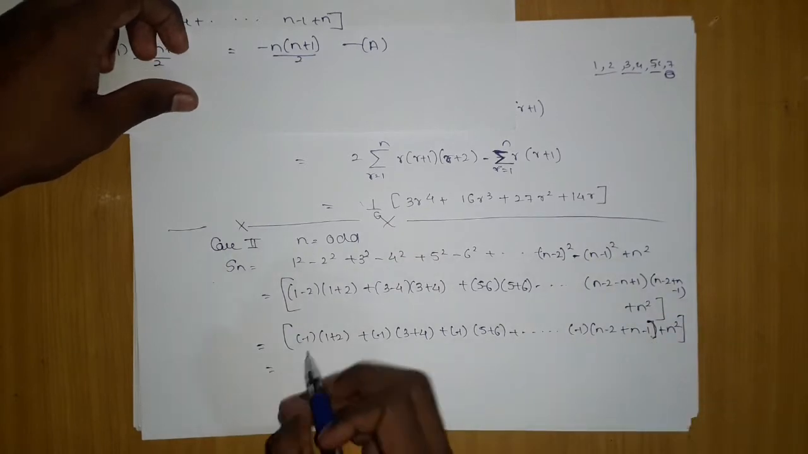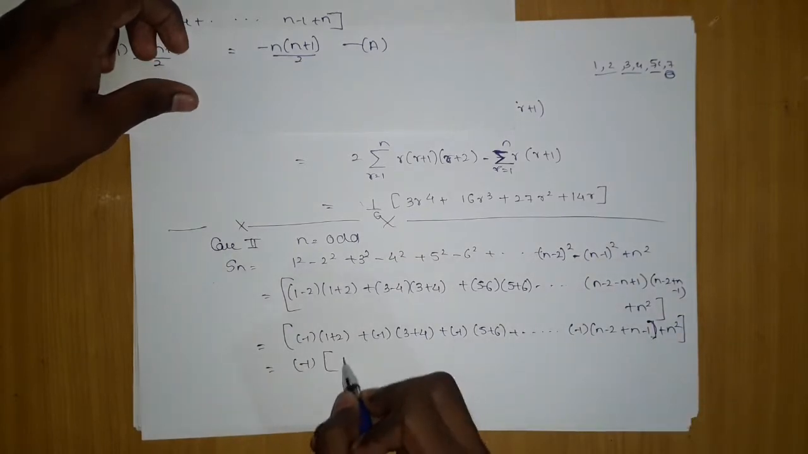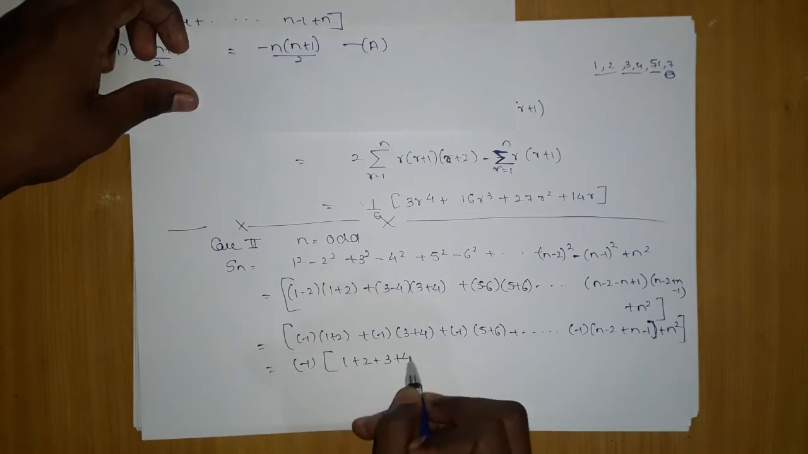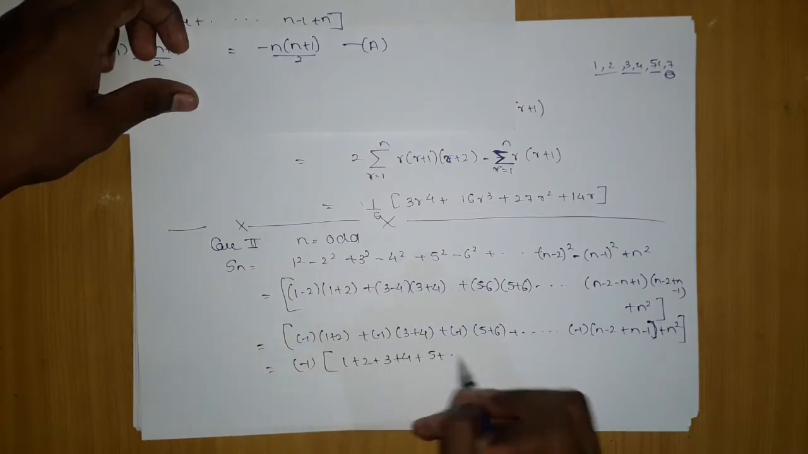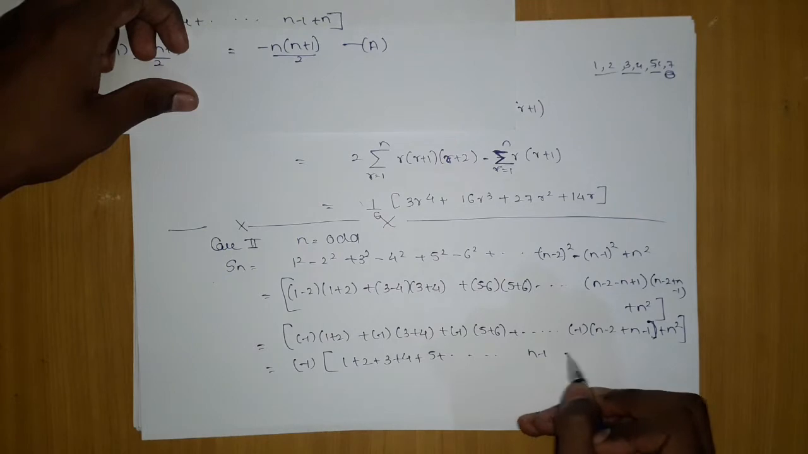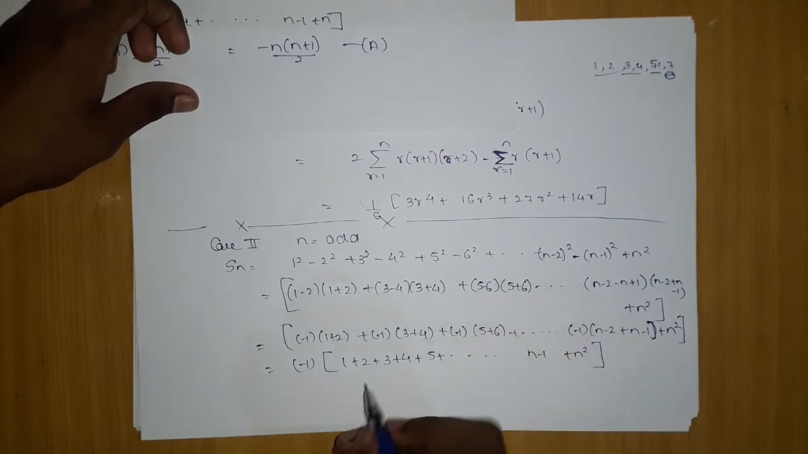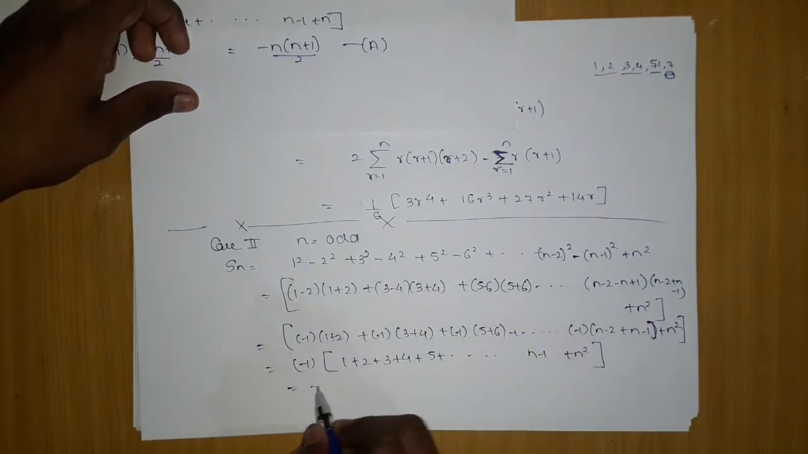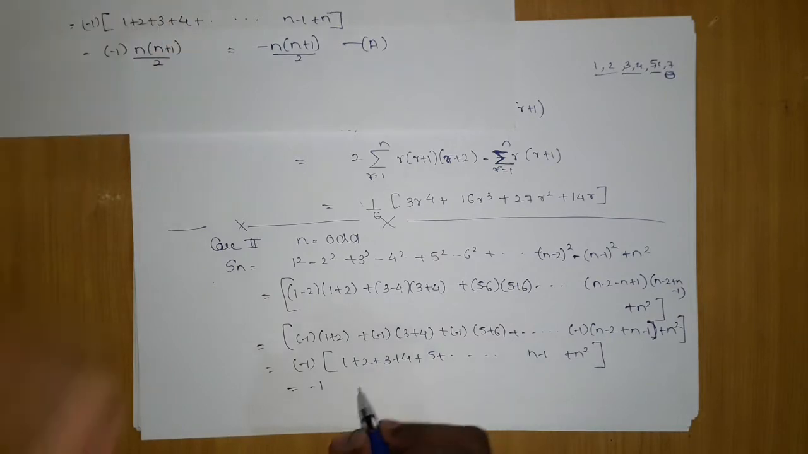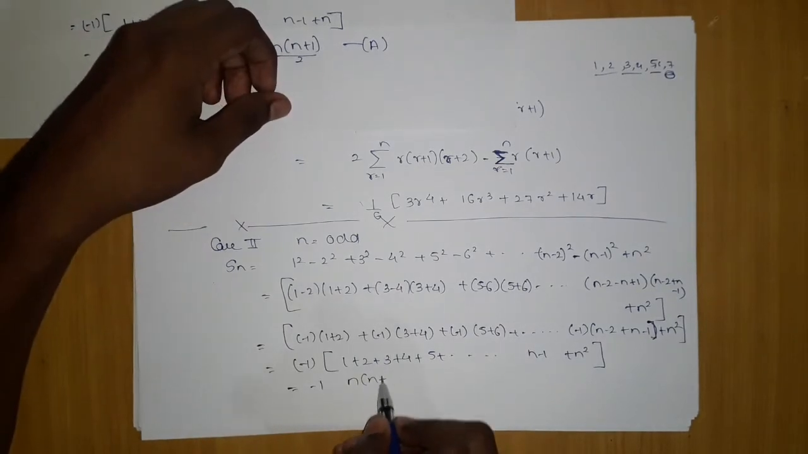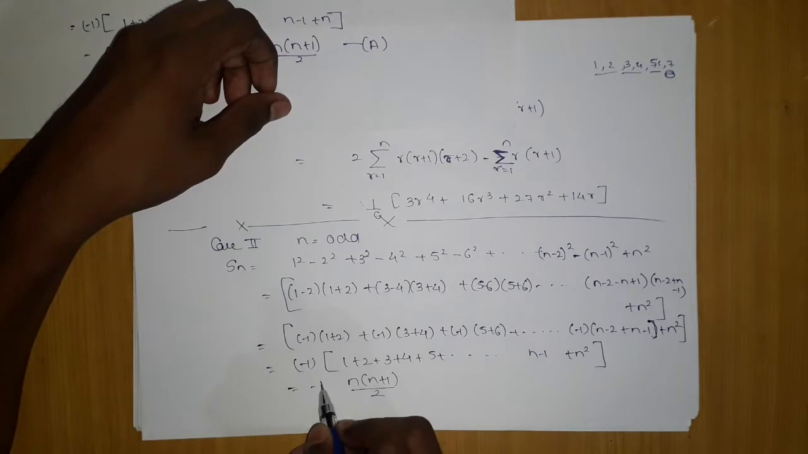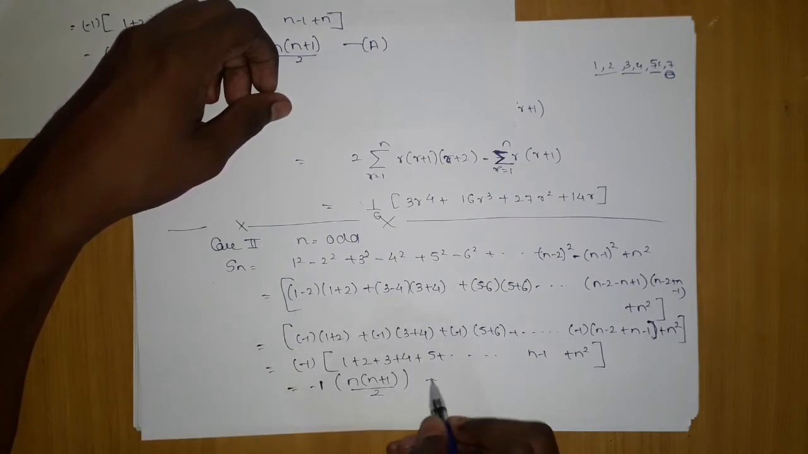Now here I will take the minus 1 outside, which will give me 1 plus 2 plus 3 plus 4 plus 5 plus 6 and so on till n minus 1. n square will be left alone. So I know the sum of this. We will write this as n into n plus 1 by 2 only, with the minus sign, and here n square will be left.